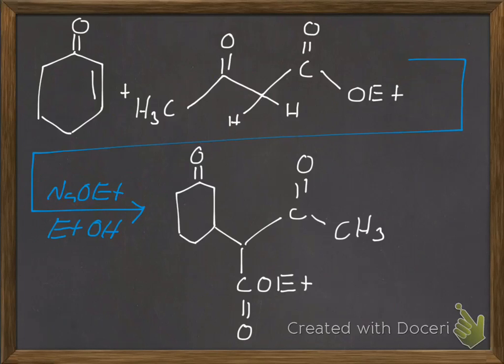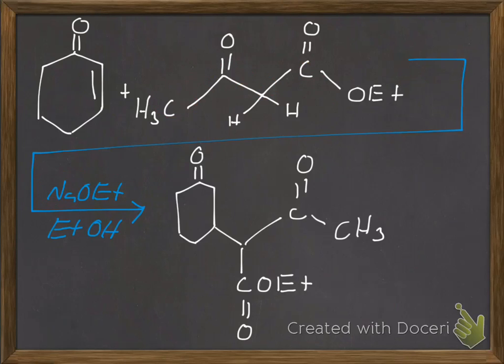Now, the ethanol is not actually going to perform any function in the reaction itself. It's not going to be a reactive compound here until we get to our very last step. So for now, let's just not worry about it. We're going to have to use this compound here, the sodium ethoxide, in order to make one of these carbons a carbanion. So how's that going to work?